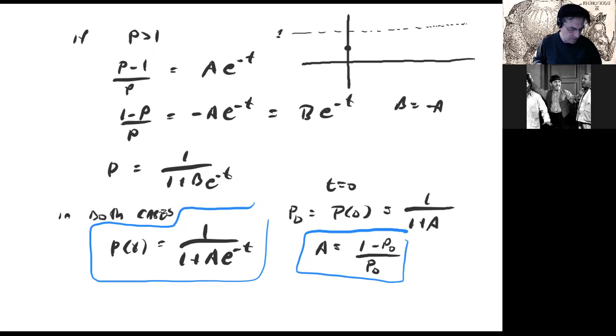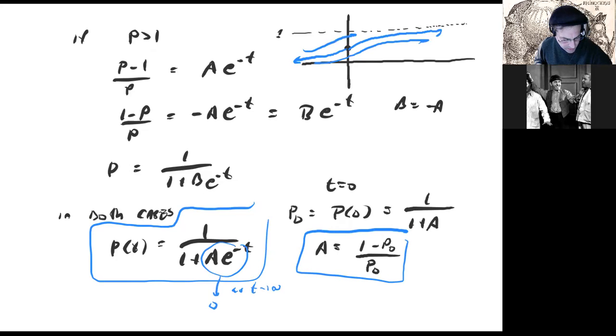Then P of T remains between 0 and 1. You can see that this function is actually increasing. As T goes to infinity, this term, which I'm circling now, is going to go to 0. And so the function is increasing to 1, and it looks like this asymptotically. For T negative, it looks like this. So all of the solutions are increasing to the carrying capacity.